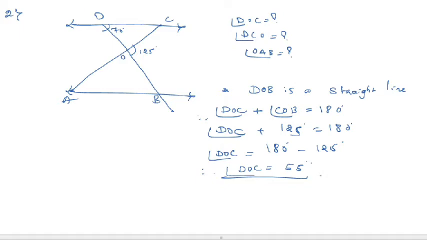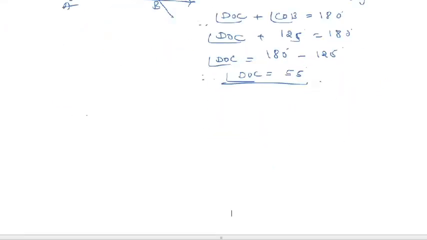Similarly, here we want DCO. In triangle DOC, angle DCO plus angle CDO plus angle DOC is equal to 180 degrees.